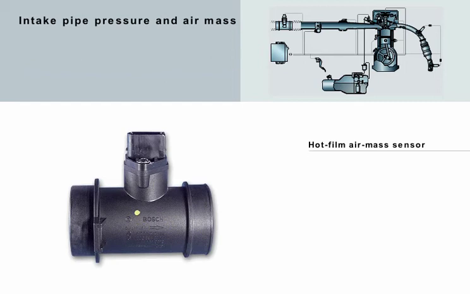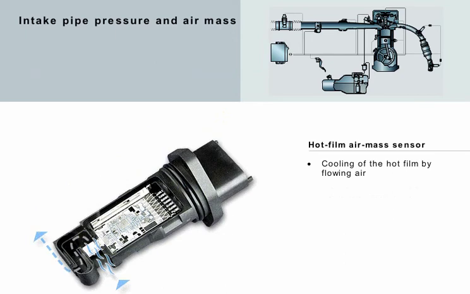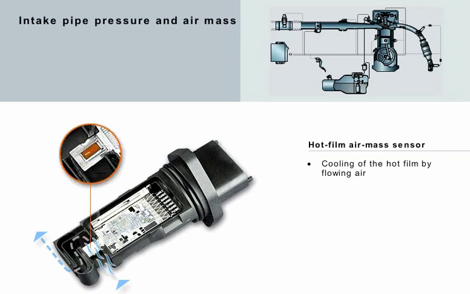In modern engine control systems, the air mass is determined by a hot film air mass sensor. This works according to the following principle. There's an electrically heated element, the hot film, in the intake air stream, which is cooled by the flowing air. Basically, the hot film functions as a temperature-dependent resistor. The voltage measured at the hot film is the parameter used to measure the air mass. Because the more the air flows past the hot film, the more it cools off and the greater the voltage becomes.